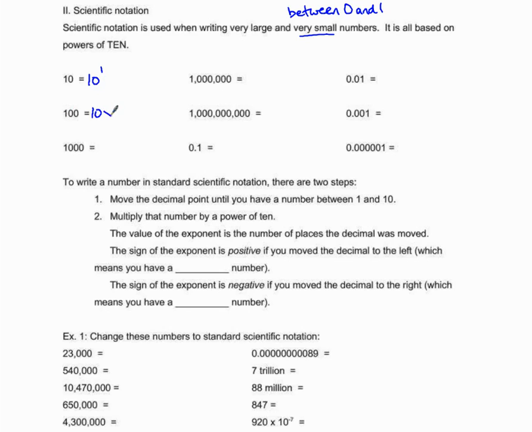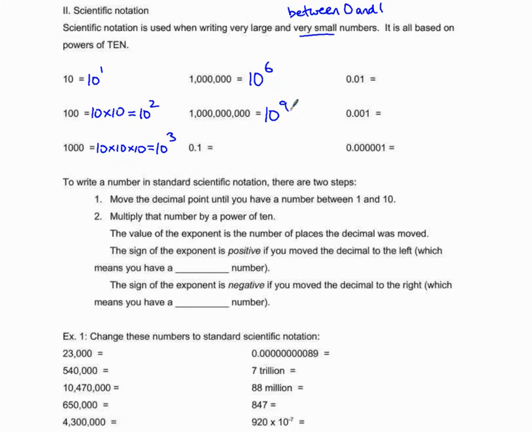100, what we have is 10 times 10, or 10 to the second power. 1,000, that's 10 times 10 times 10. This is 10 to the third power. Up here we have 1,000,000, that is 10 to the sixth power. Here we have 1,000,000,000, 10 to the ninth power. Those are all big numbers. Big numbers in today's lecture is really anything greater than 1.